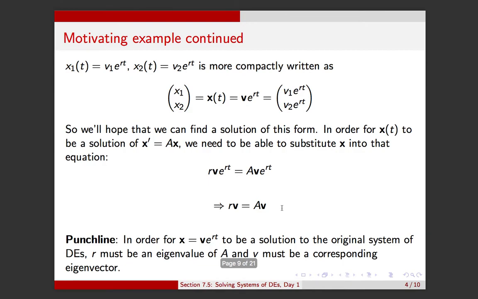And that's why we spent some time doing linear algebra. In order for this bold x to be a solution, r must be an eigenvalue of a, and v must be a corresponding eigenvector. That's what you would need for this kind of solution here to actually be a solution.